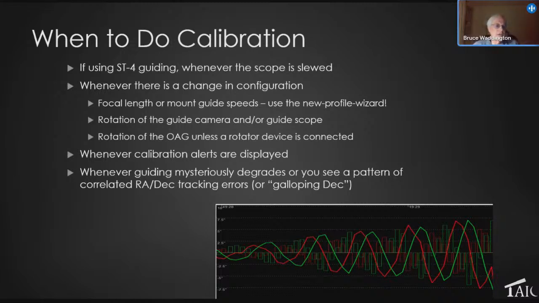If you rotate the guide camera and/or the guide scope, you're going to need to redo the calibration. Same thing is true if you have an off-axis guider. If you rotate that OAG because, for example, you're trying to pick up a brighter guide star or a better star field, that also is going to require a recalibration, unless you also have an automated rotator that's part of that. If you have an ASCOM rotator, you can connect that, hook that up to PHD, and then you won't have to redo the calibration whenever the thing rotates. Those are not commonly used, but they're definitely out there.